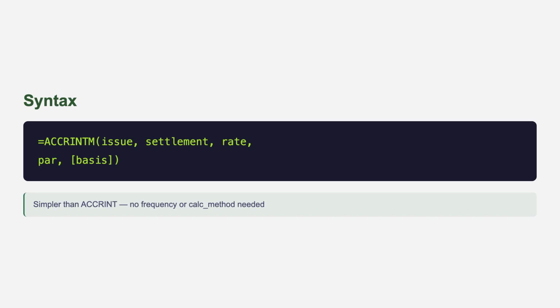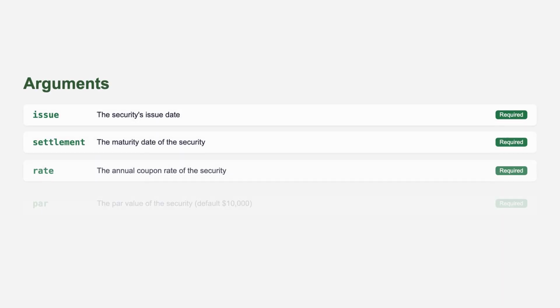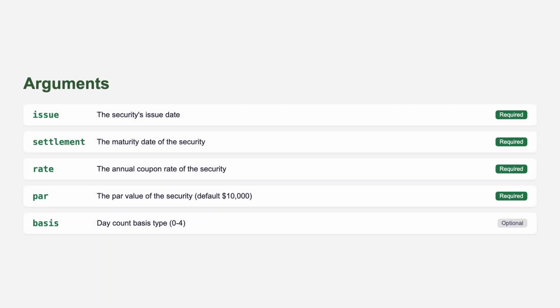at maturity. There are 5 arguments: issue, the security's issue date; settlement, the maturity date of the security; rate, the annual coupon rate; par, the par value of the security, which defaults to $10,000; and basis, an optional day count basis type from 0 to 4.